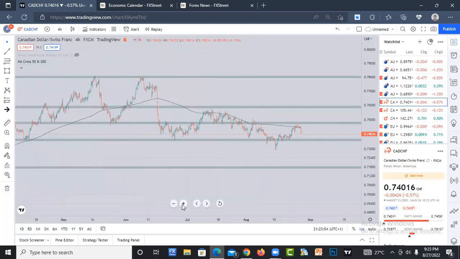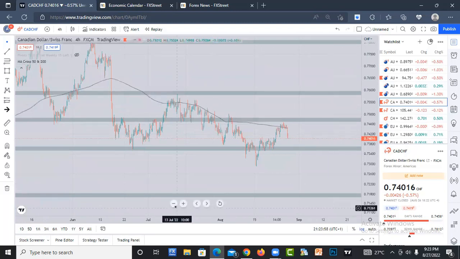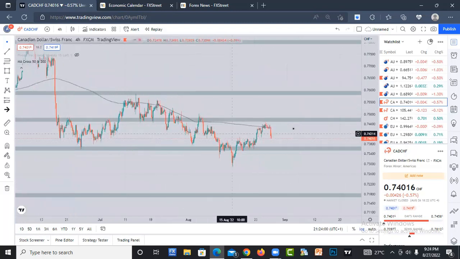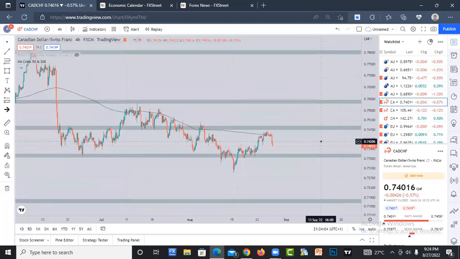So that's one of the ways that you would know if you're actually drawing your support and resistance the right way. If you draw your support and resistance the right way on the higher time frame, once you move down to the lower time frame, you will see price respecting those levels on the lower time frame also.